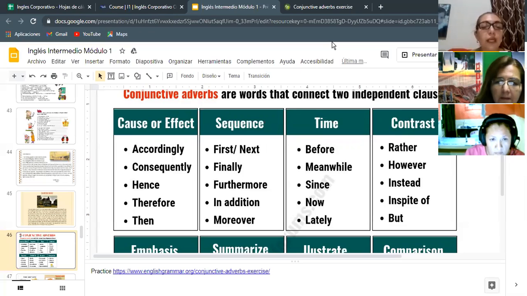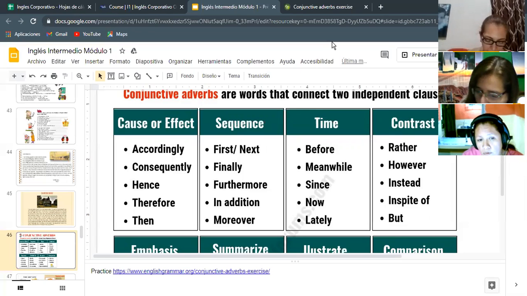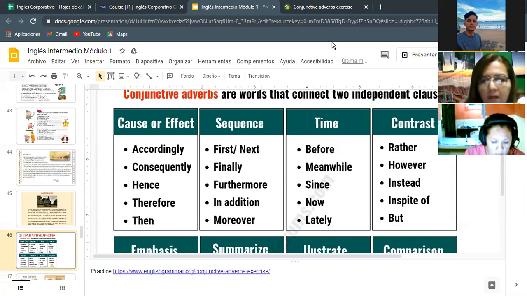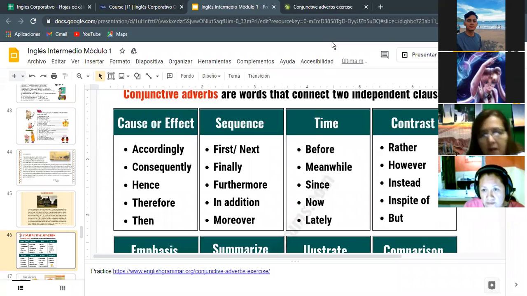Teacher, I don't know the meaning. Hence. Okay, everybody, what is hence? Do you remember? I don't know, teacher. Por eso. Por lo tanto. Okay. Any other question? Furthermore. What was furthermore? Do you remember? Es más. Se puede decir que that is furthermore.